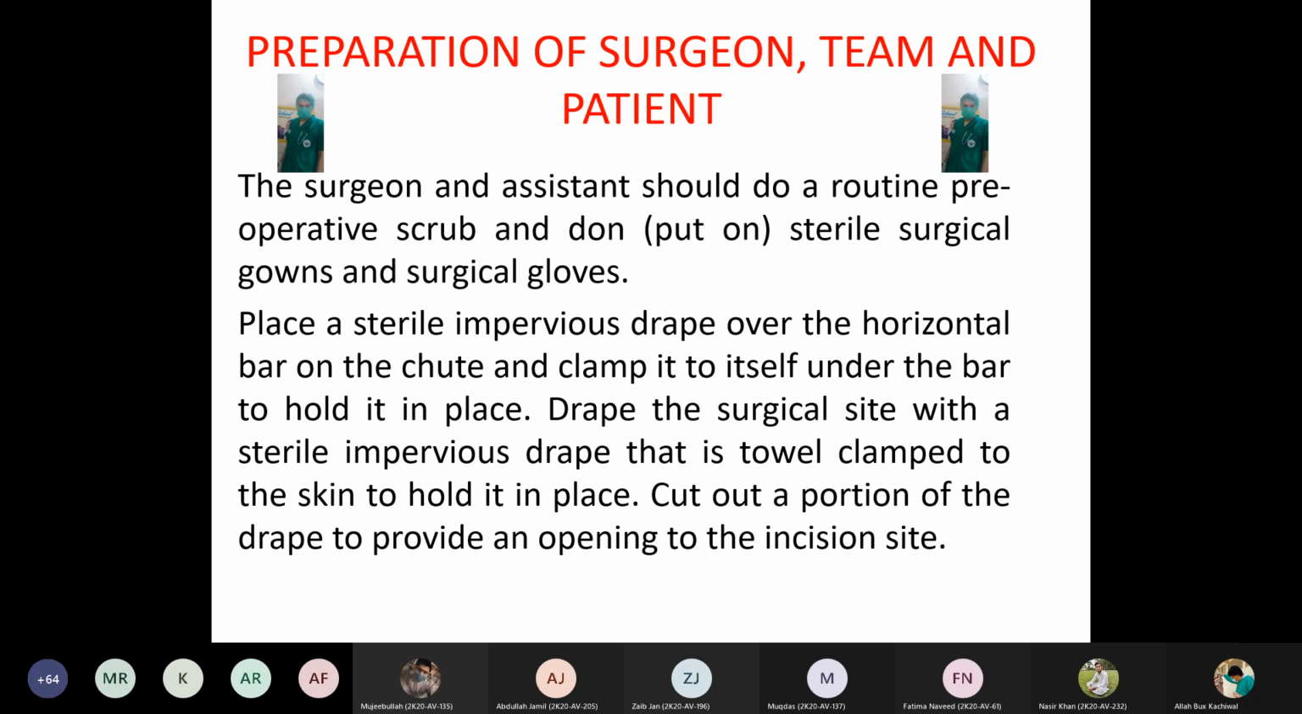Whereas the preparation of the surgeon, team and patient is required, the surgeon and assistant should do routine pre-operative scrubs and put on sterile surgical gowns and surgical gloves. Place a sterile impervious drape over the horizontal bar on the chute and clamp it to itself under the bar to hold it in place, and drape the surgical site with a sterile impervious drape, using a towel clamp to the skin to hold it in place. Cut out a portion of the drape to provide an opening to the incision site.